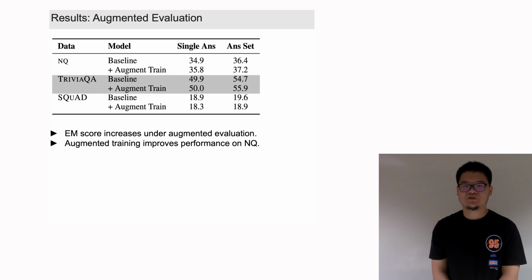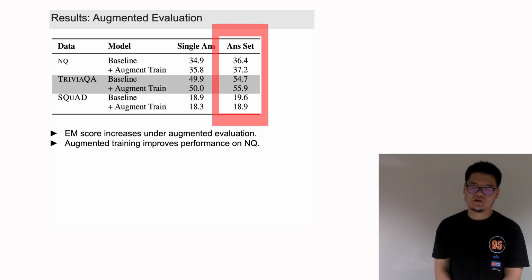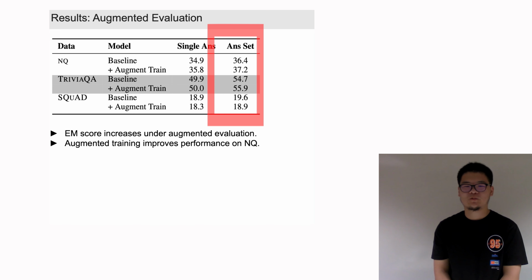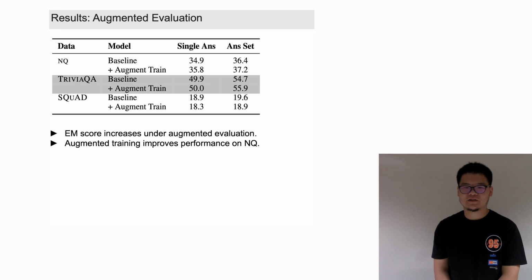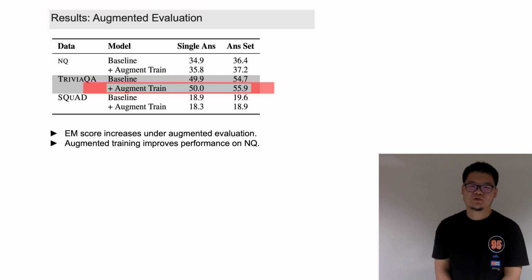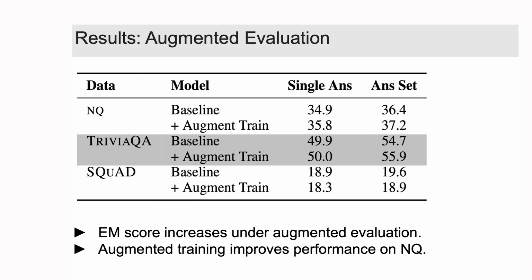Next, let's see what happens to the EM scores when we do augmented training and evaluation. If we compare the column of answer set with the column of single answer, we can see that the EM score increases for all datasets on the augmented evaluation. And when we include answer aliases in augmented training, we can see that such augmented training improves the performance of NQ by quite a lot. It improves a little bit for TriviaQA, but it decreases for SQuAD. Let me jump in to emphasize, even if you do the original single answer evaluation, training on the extended answer set yields an improvement.